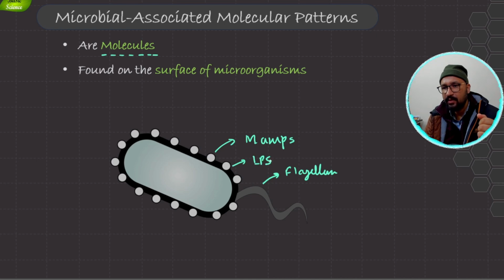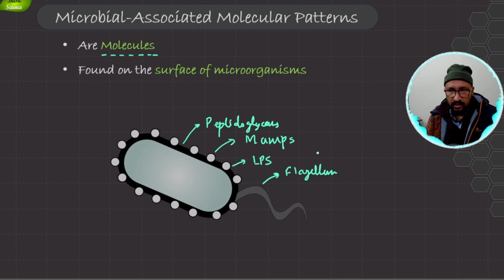So LPS, lipopolysaccharide. It can have peptidoglycans. So these are the major MAMPs that we are going to understand in this one. There are other molecules associated with MAMPs. Research is also going on to understand what additional MAMPs are present. So two important points over here. One, they are molecules. They can be small molecules, they can be larger molecules. Most of them are larger biomolecules.